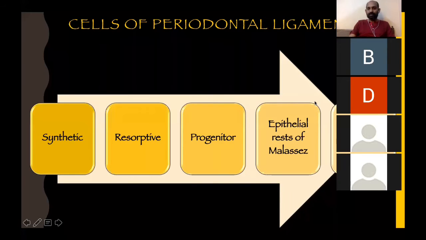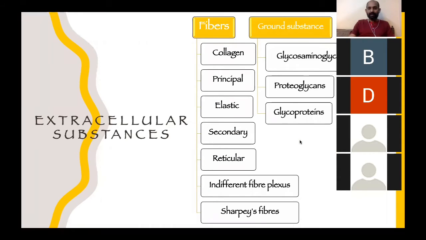Just to tell you what the cellular portion includes: the cells of the periodontal ligament are categorized into different components. One is called the synthetic cells, the other the resorptive cells, and then the progenitor cells, and then the epithelial rests of Malassez, and finally there are a few defense cells as well. Again, I'm not going to cover this topic. This topic would be covered tomorrow, right? My topic today would be on the other component of the periodontal ligament.